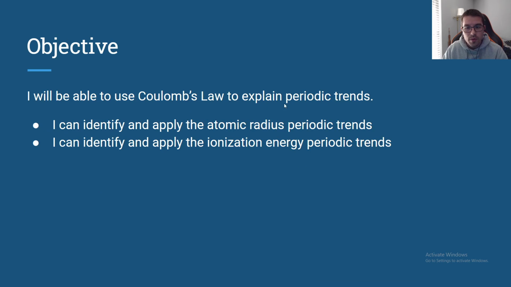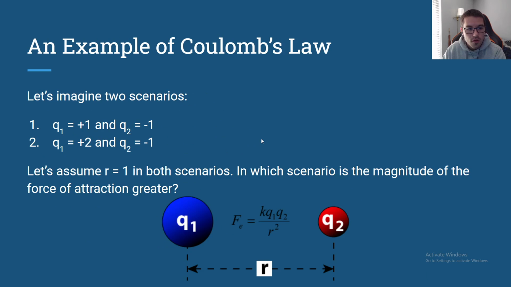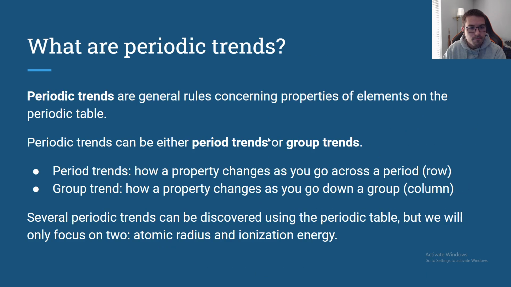Okay, and the two periodic trends that we're going to look at are the atomic radius of elements and the ionization energy of elements. So we'll go through and talk about what these mean, we'll talk about what periodic trends are, and we'll talk about what the periodic trends are for these two different properties. Okay, so moving right along here, what are periodic trends?